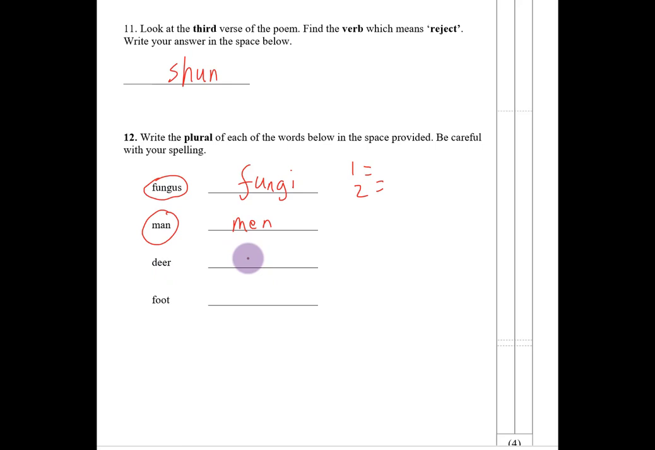So 1 deer, 2 deer. So it just stays the same. And then 1 foot, 2 feet. And these would be your plurals.